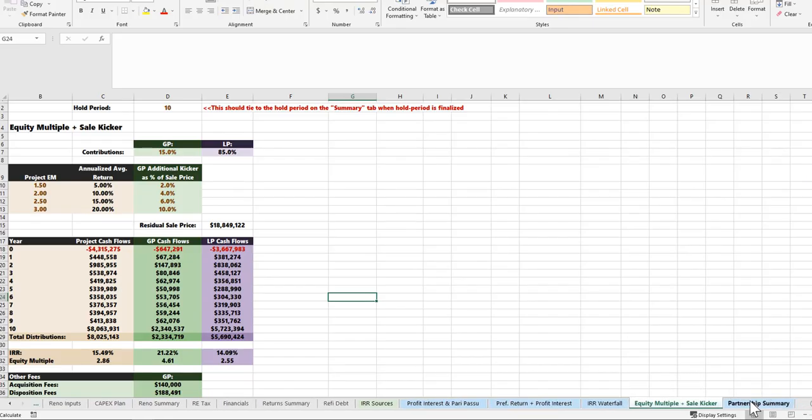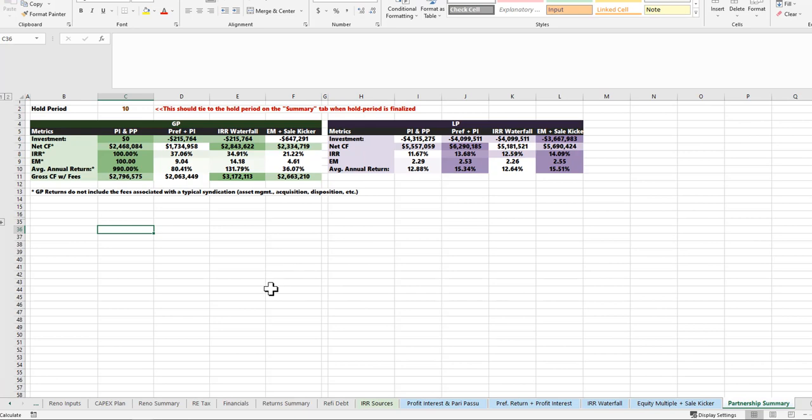And then finally, the last partnership summary tab just compares these different partnership models. It's conditionally formatted, so the darker the cell, the more beneficial it is to the partner. So the GP's in green, the LP's in purple. For example, the profit interest and pari passu model, everything's glowing darker green, which means it's more advantageous to the GP. And on the flip side, if you go over to the LP, there's not a lot of dark cells here, so this would be the least advantageous for the LP.